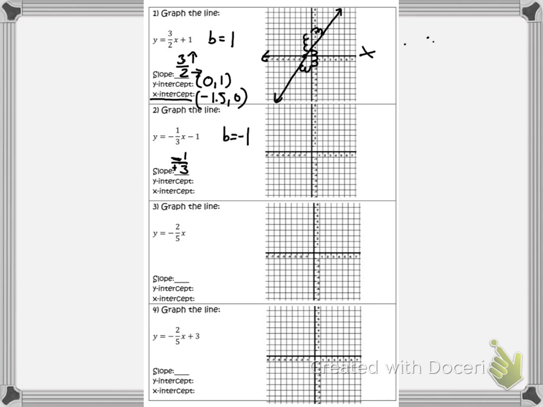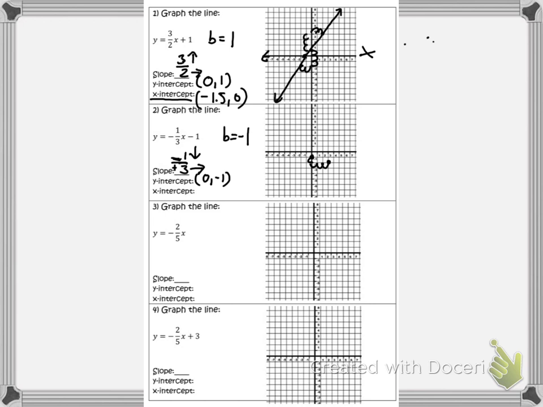That means I'm going to start on the y-axis at negative 1. And a slope of negative 1 over 3, negative 1 on top means I'm going down 1. Positive 3 means I'm going right 3. So initially, I'm starting at 0, negative 1. I'm going down 1, and I'm going right 3. 1, 2, 3. So right here.